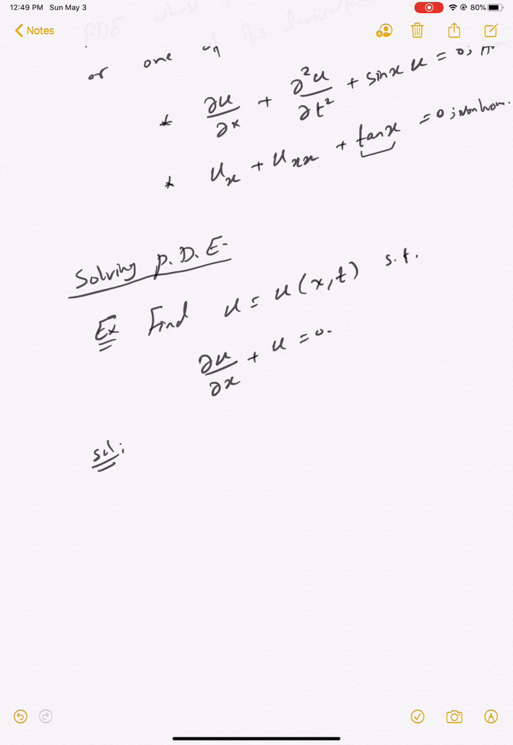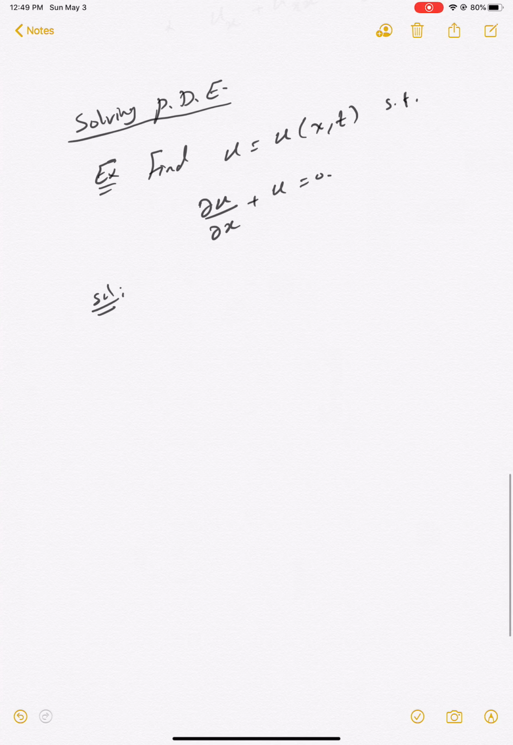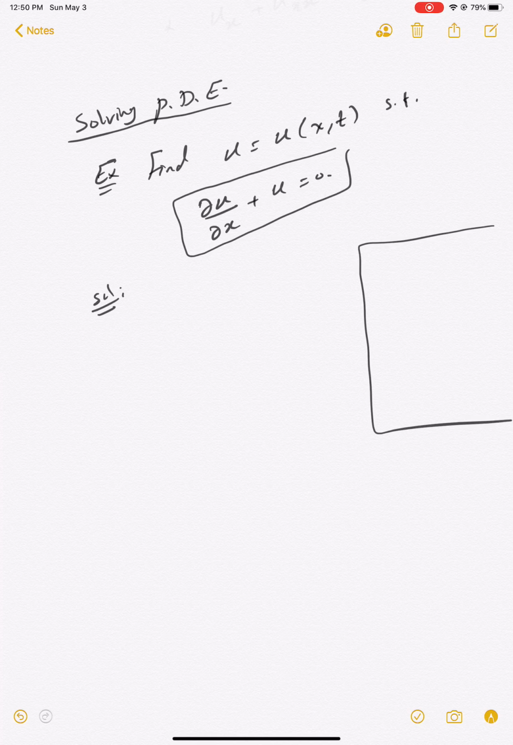So you have a function that depends on two variables, x and t, and if you differentiate with respect to x, the derivative with respect to t has nothing to do with our differential equation. So how do we solve such an equation? In this example, we don't have u sub t, so we can in fact ignore the existence of t. It's like you don't have a t in this equation. So as an aside, I will be looking at the differential equation u prime plus u equals 0.